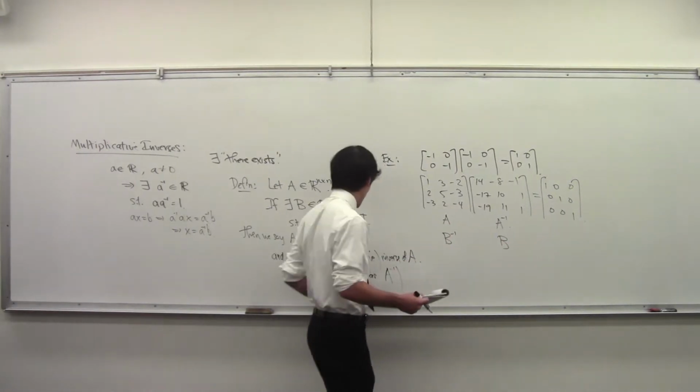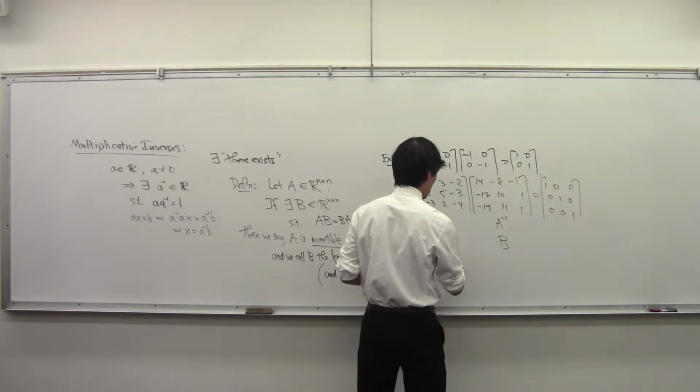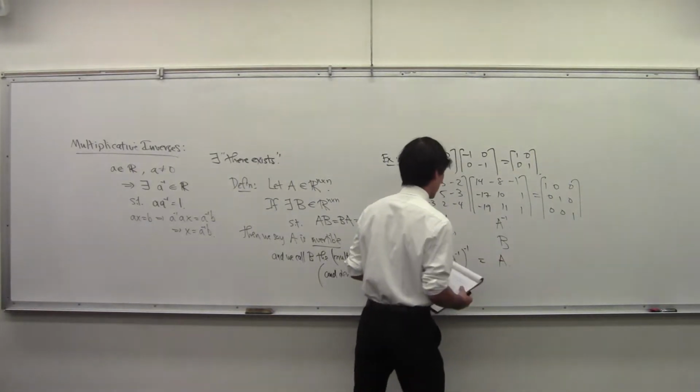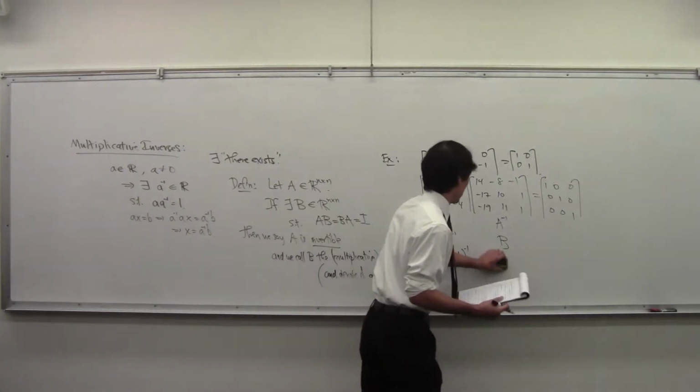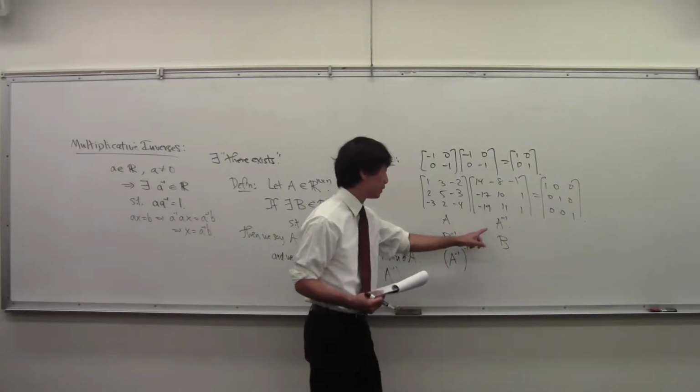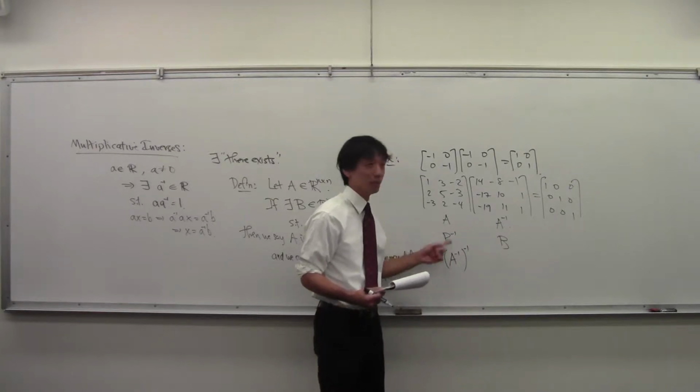In other words, the inverse of the inverse is your original matrix, right? The inverse of your inverse matrix is A.